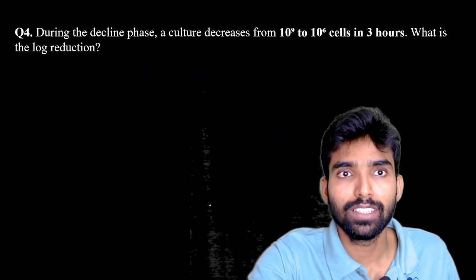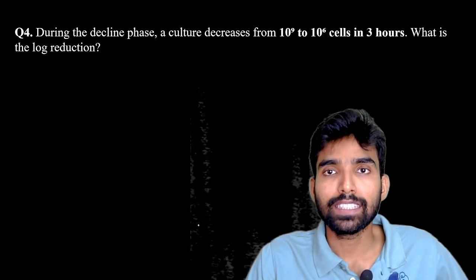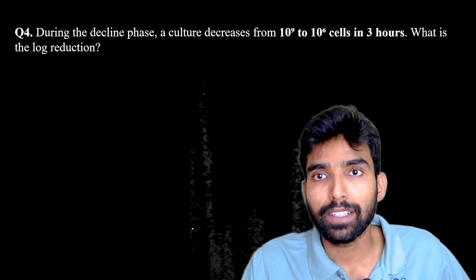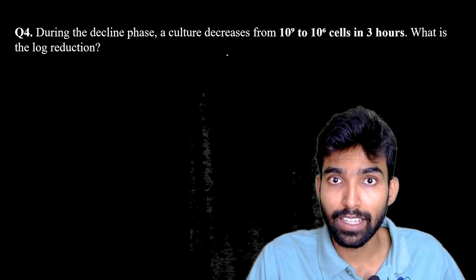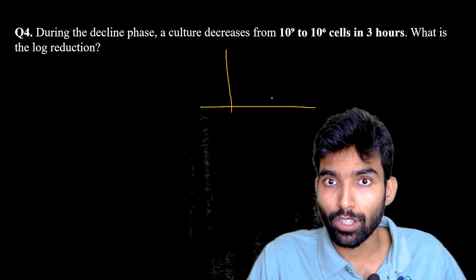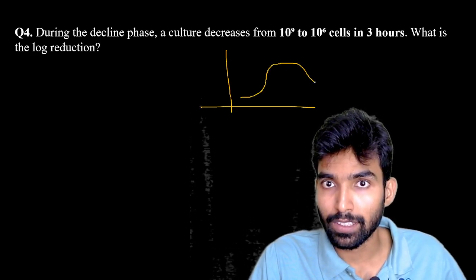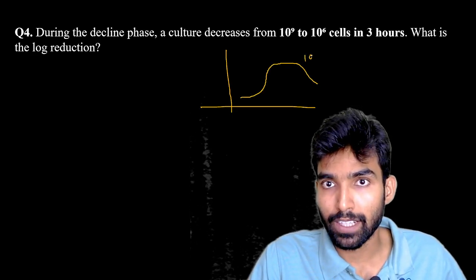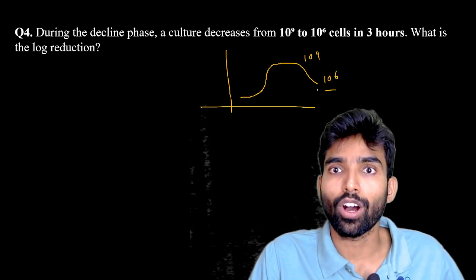Next question, and the last question. During the decline phase, a culture decreases from 10^9 to 10^6 cells in 3 hours. Here we are not talking about the log phase, we are talking about the decline phase. What is the log reduction?